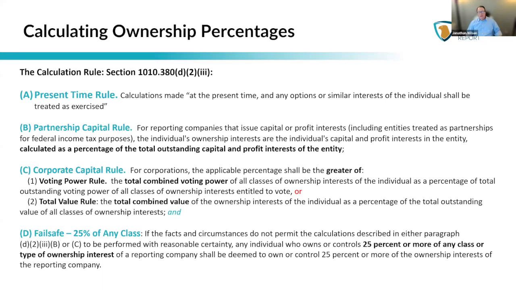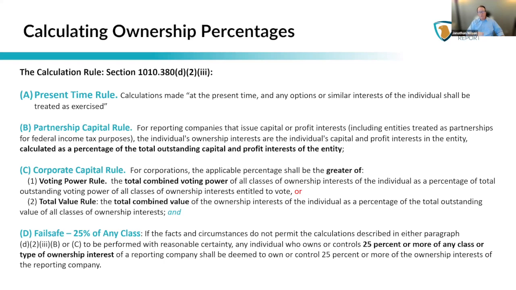Next, you have to look at your reporting company and ask yourself, is this an entity that is a corporation that issues stock, or is it taxed as a partnership for federal income tax purposes? If it's taxed as a partnership, you apply the partnership capital rule. If it is a corporation, you apply the corporate capital rule. Both rules reach a relatively similar outcome, but you have to follow a different logical path to get there. And it's important that you follow that path because in some edge cases, it can make a difference.